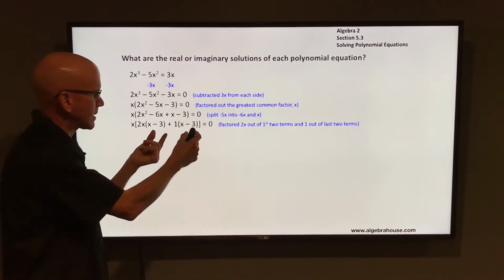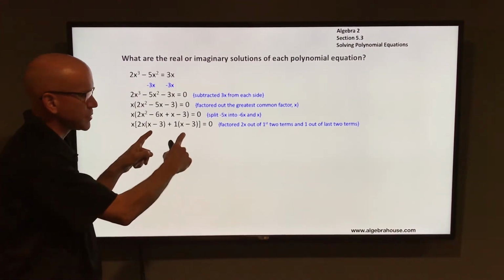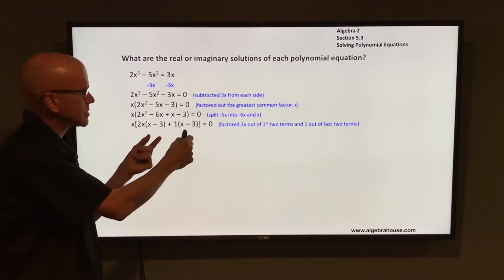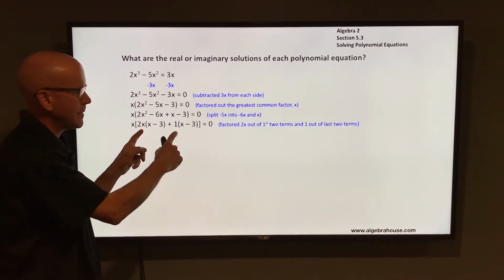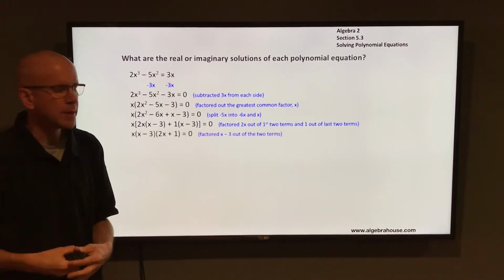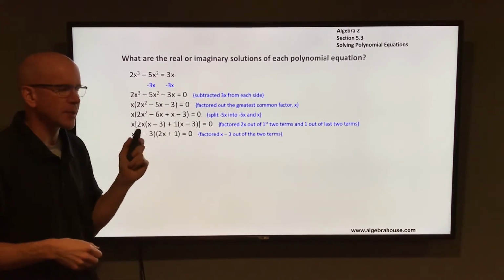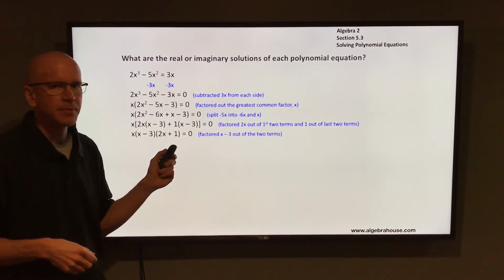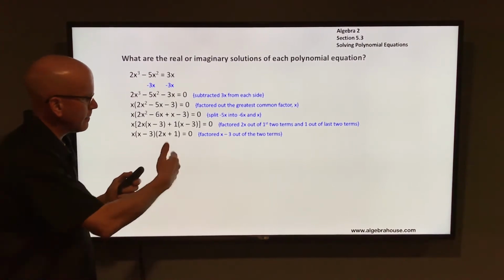So we're going to take that x minus 3 out of those two terms, and we're going to be left with 2x plus 1. It's just like erasing the x minus 3. You have 2x plus 1 left over, and that's what that factors into. Don't forget, you have the x out front. So x times (x minus 3) times (2x plus 1). That's all equal to 0.